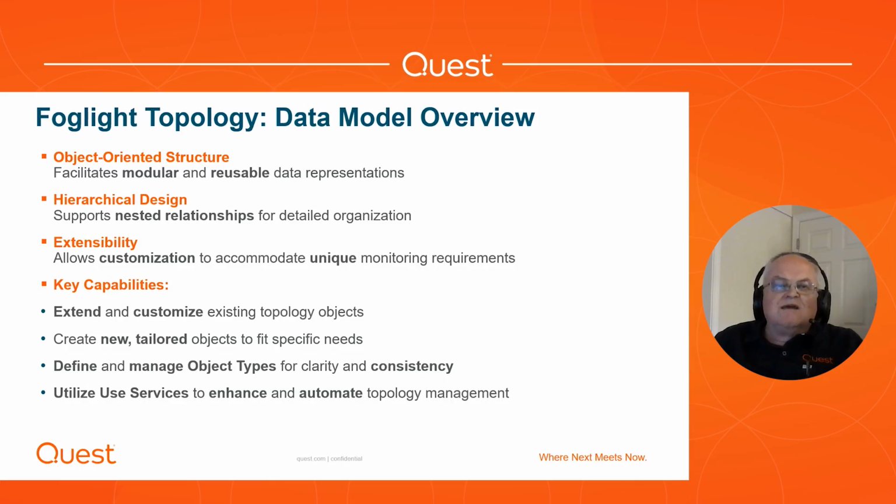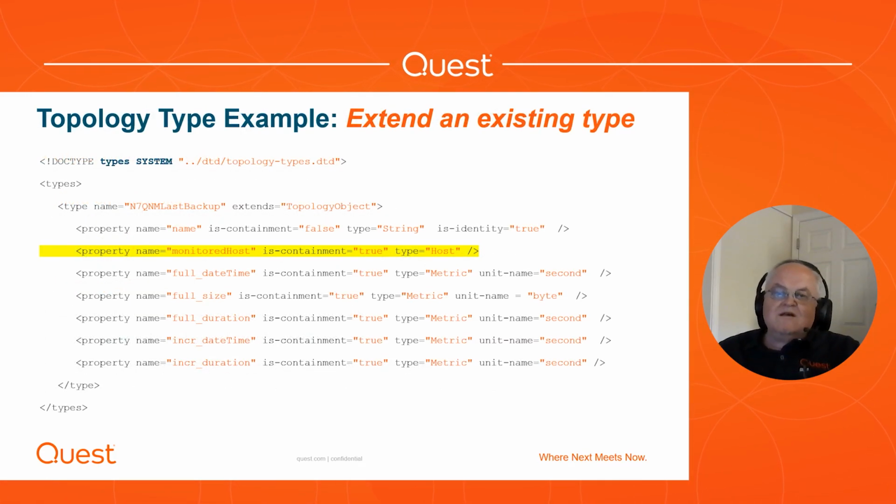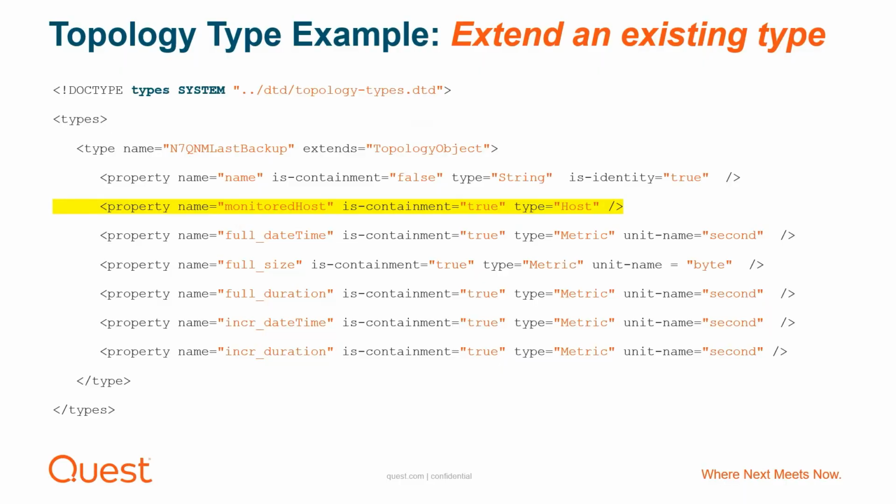We can extend and customize existing objects. We can create brand new objects that fit your specific needs. And we can define and document it and manage it so you've got consistency, and then use services to enhance and automate that topology management. So let's jump right into a topology here.